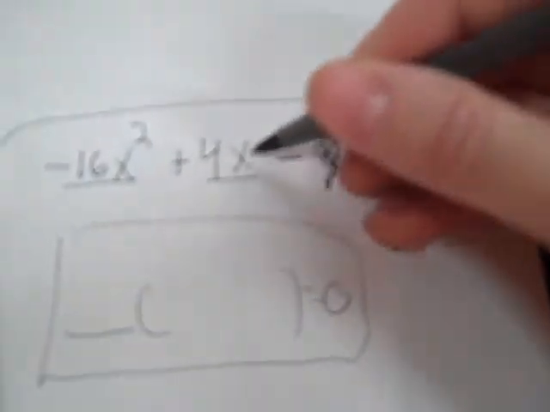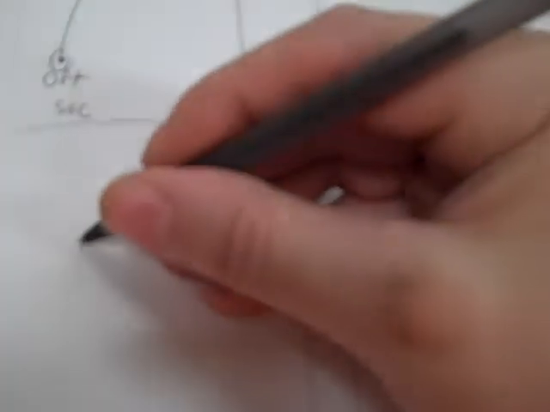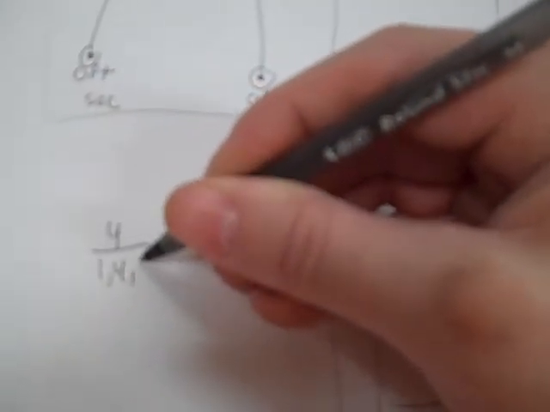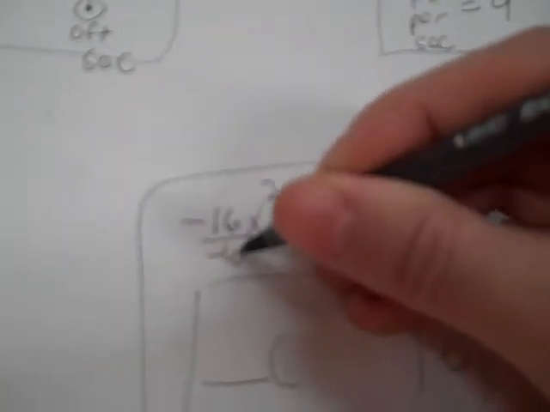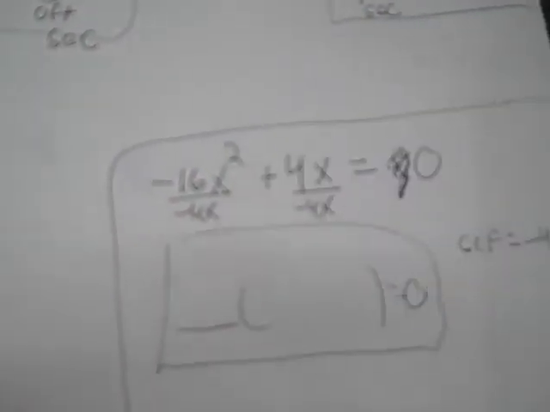GCF, do you have a negative in front? Yes. Do you have x on both? Yeah, you do. So x. Okay, 16 and 4. 4 would be the one to go to. 1 and 4, and then 2 and 2. I'm pretty sure you can divide 16 evenly by 4. So negative 4x is our GCF.